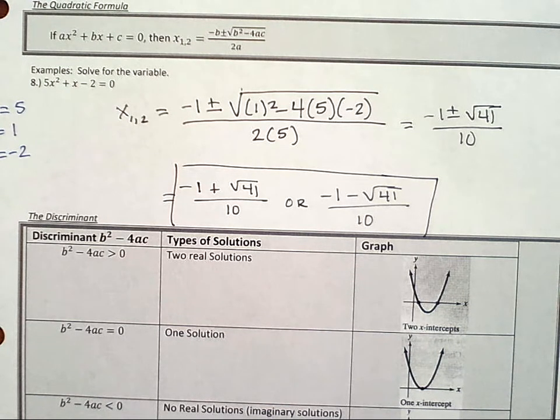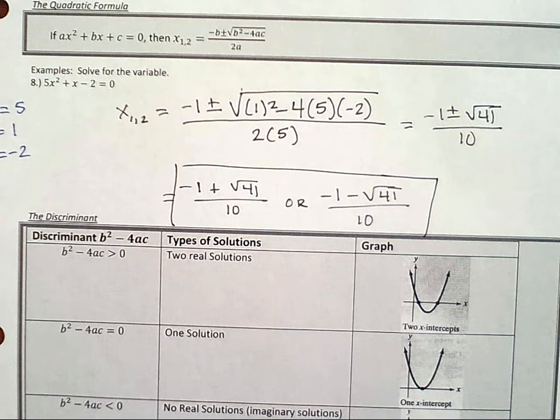So does anybody have an idea of how I can check my work on a calculator using this information? Right? How can we use this to benefit ourselves? Does anybody have an idea?